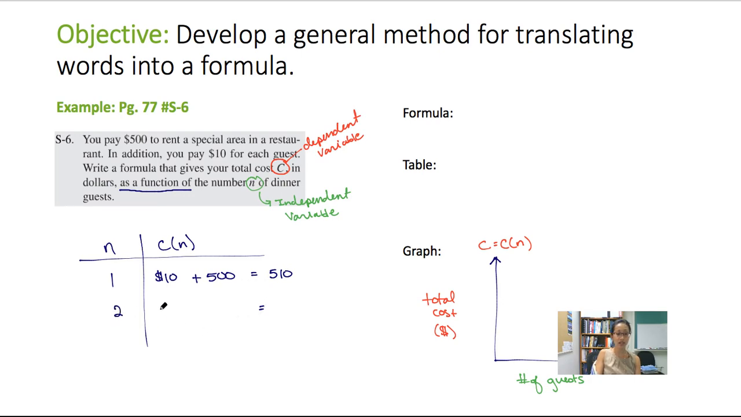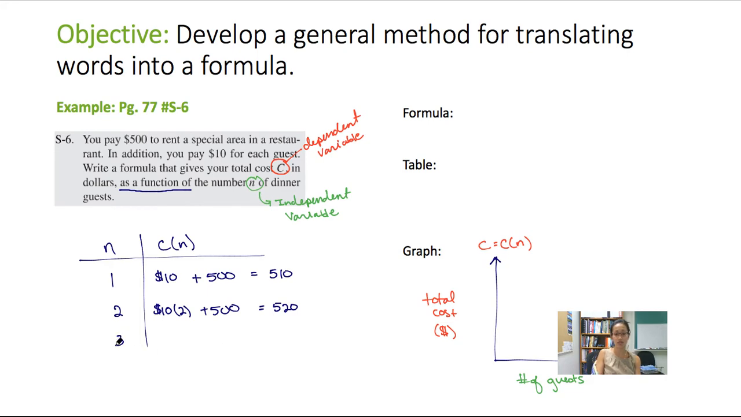Well, again, we know that it's $10 per person, but there are two people, so that must be 10 times 2, which is 20. Right? But then we still have to pay for the venue, so that's another $500, which gives us $520. We can keep going until we see a pattern.